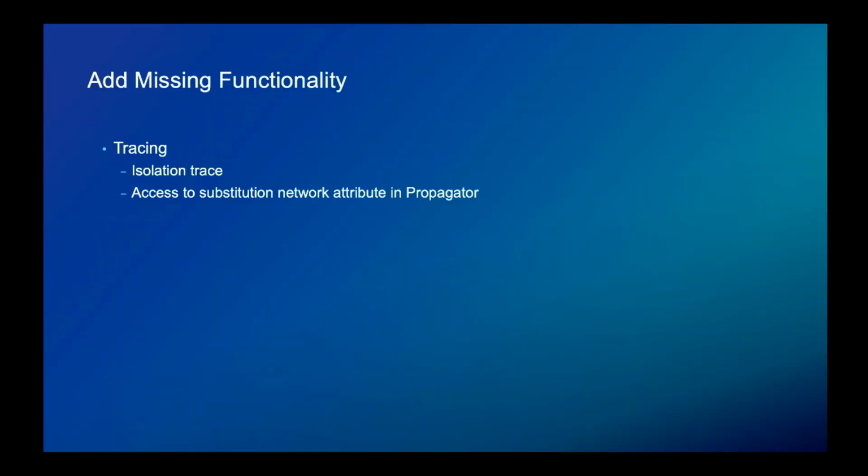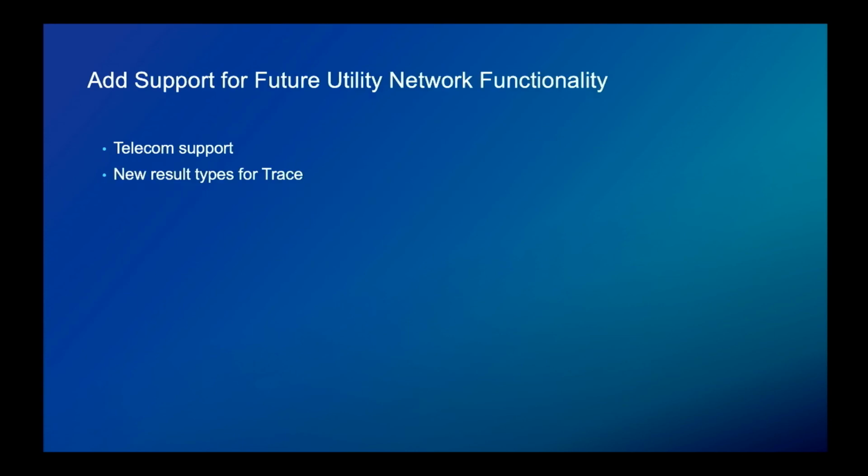So things in the road ahead, some of the things we know we need to do. We are missing just a little bit. Thankfully, the missing functionality list is a lot shorter than last year. We need to add support to the SDK for the isolation trace, and there's one property on Propagators called Substitution Network Attribute that isn't there yet. The plan is to add both of those for 2.4. We will also be adding support for future functionality as it is developed.